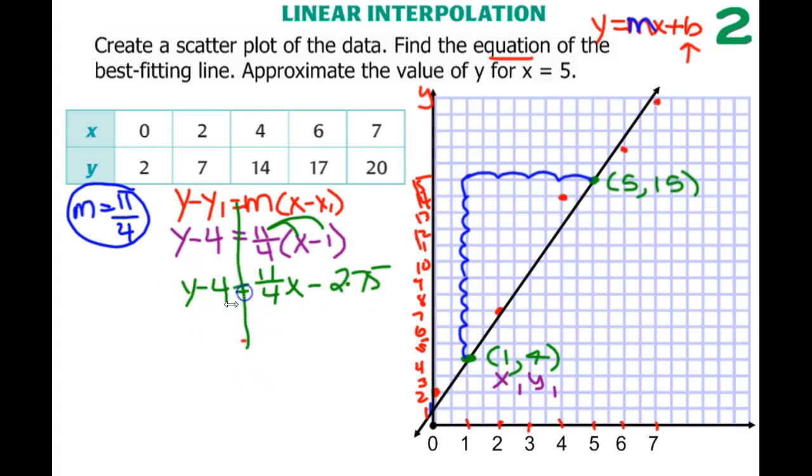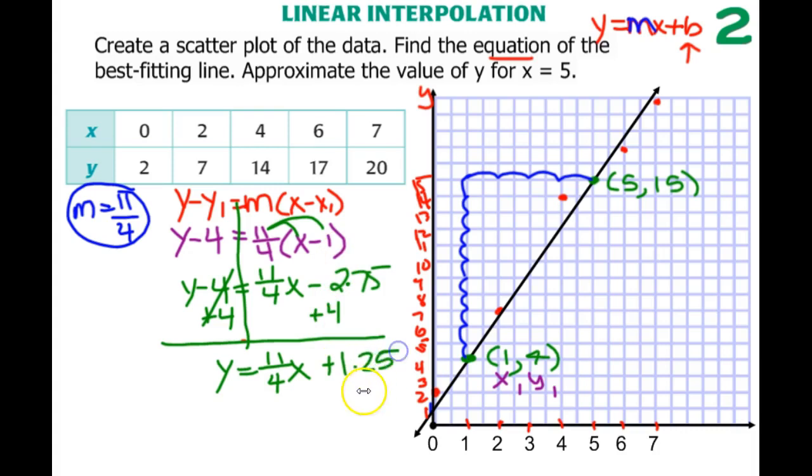And then we want y by itself, so I'm going to add 4. So those eliminate, and we have y equals 11/4 x. And then negative 2.75 plus 4, there's more positives. 4 minus 2.75 would leave us 1.25. So here's our equation.